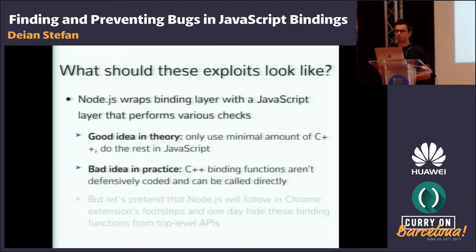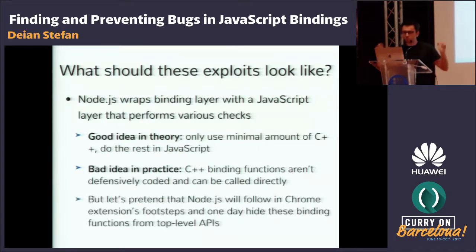The problem is that in practice, they didn't do a good job of isolating this binding layer from being accessible to arbitrary code. So you can call these binding functions directly, and what's worse is that because they have this thin layer of JavaScript that performs things like bounds checks, they didn't do these checks in C++ as well, so it's not actually defensive. Their binding layer functions are not defensive, and they're still directly accessible. Most of the time, you can really get at executing these binding layer functions directly. But we can pretend that one day they'll hide these binding layer functions, and the only thing we can touch are the exposed Node libraries.